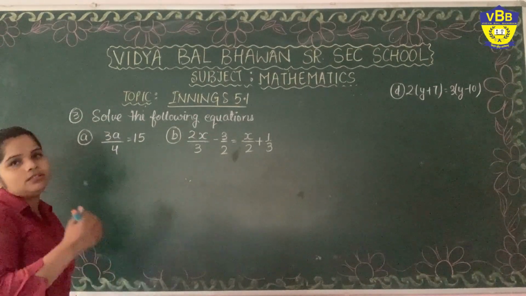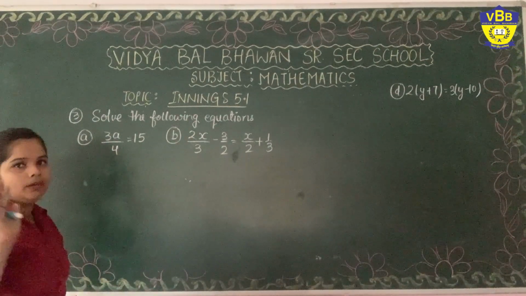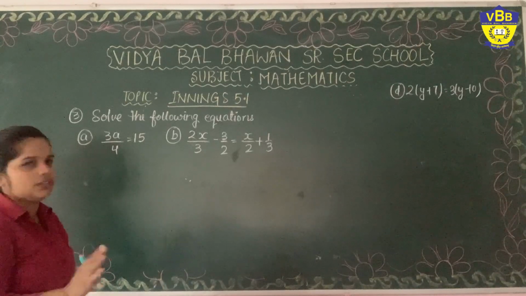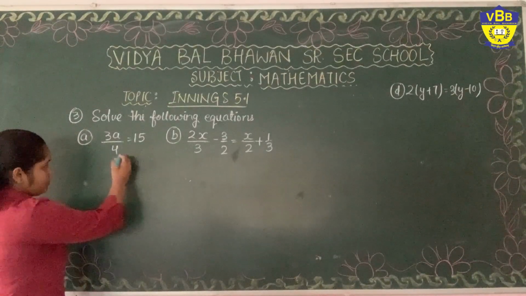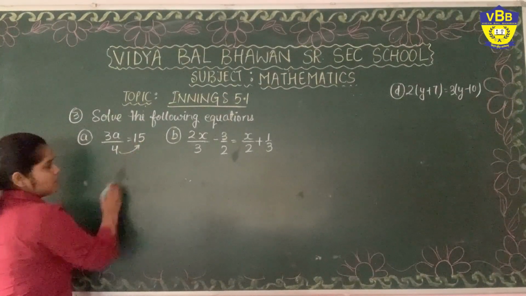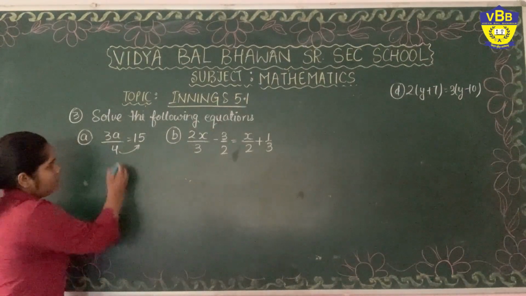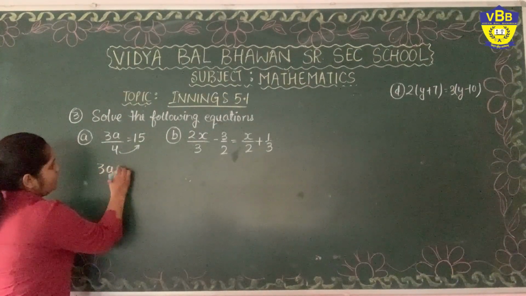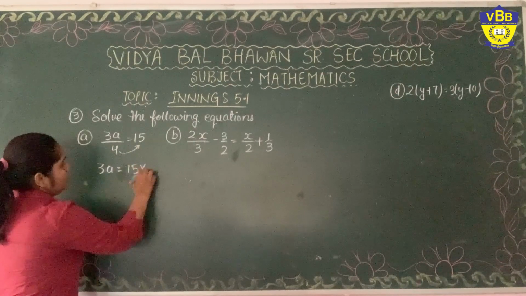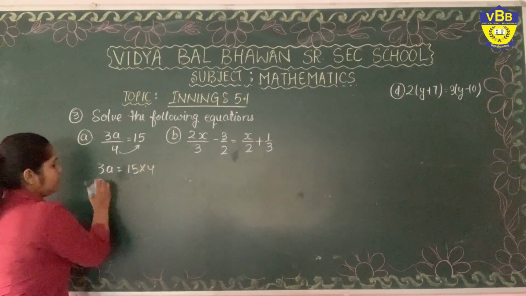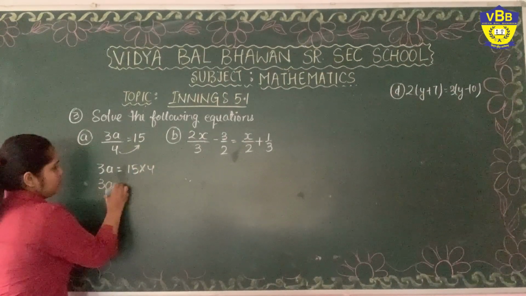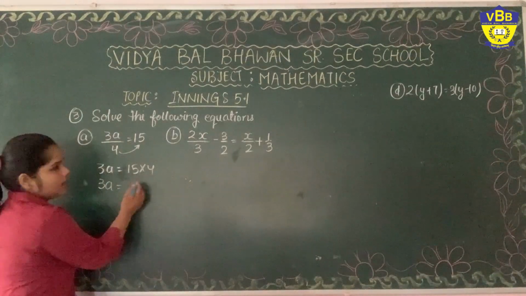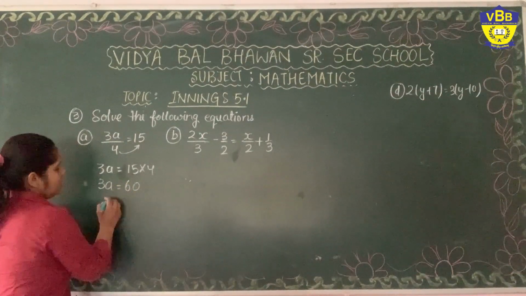Transposing method means you have to change the sign of the number by changing the sign of the operation. So when you transpose this 4 to the other side, it is in division, it will become multiplication. 3a is equal to 15 multiplied by 4. Solve with me everyone. 3a is equal to 15 multiplied by 4, which is 60.